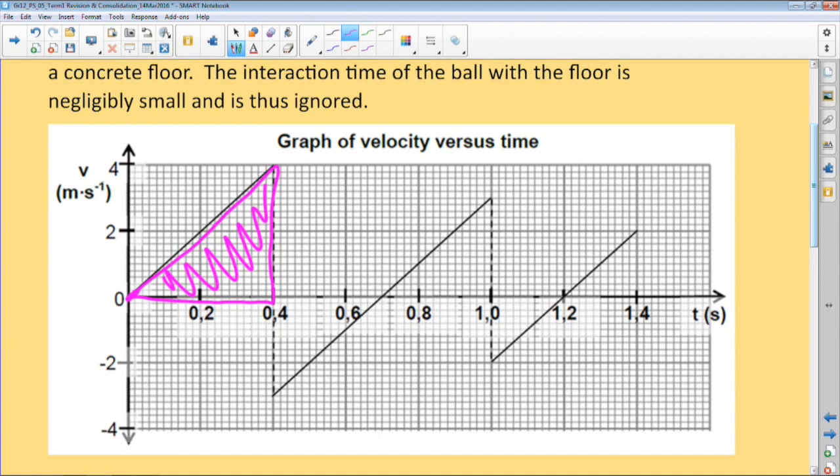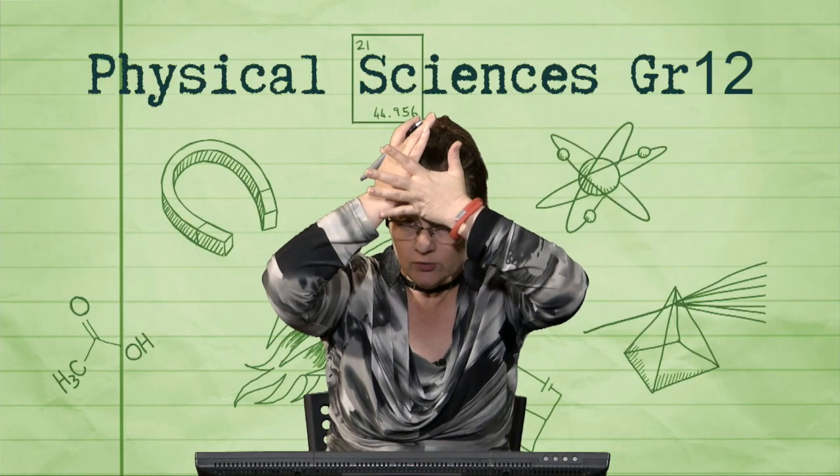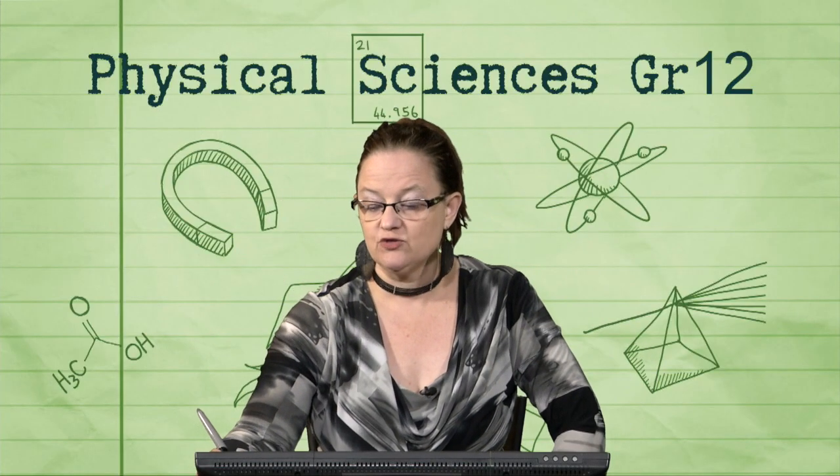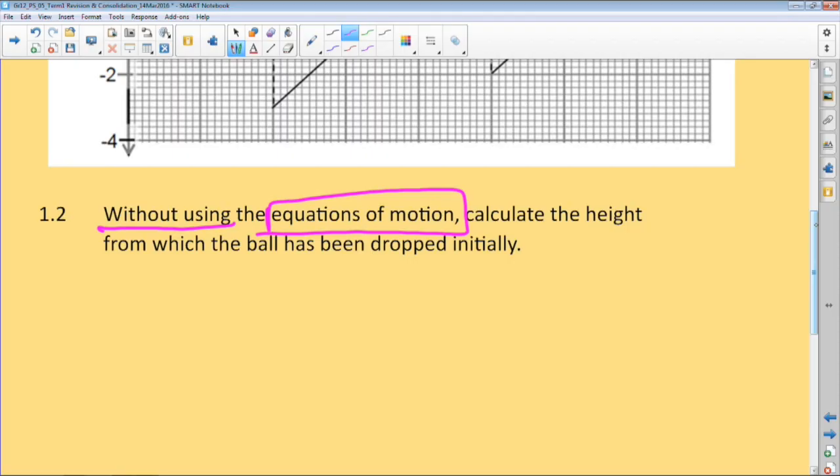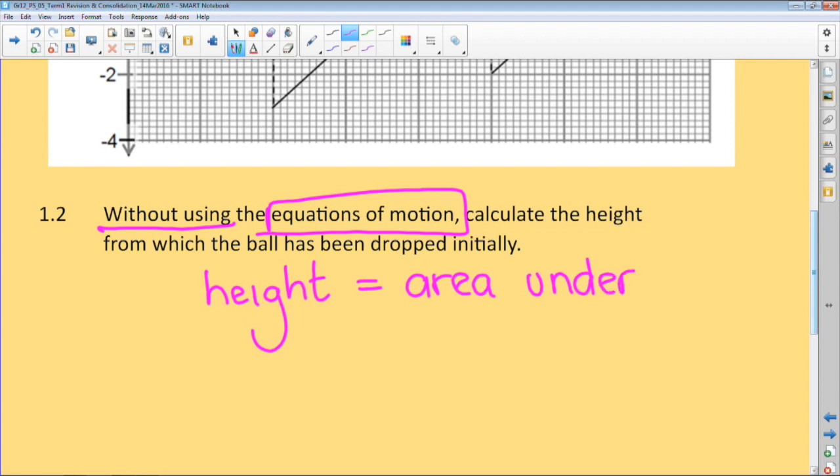So now we've got to remember some of our maths, and some of us are like, oh, I can't remember the area of a triangle. Guys, you've got to know it, it's not going to be on your information sheet. So we want displacement, so we want the height. And that height is going to be equal to the area under the graph, okay? And in this case, that happens to be a triangle, and we remember that to get the area of a triangle, it's a half base times height.